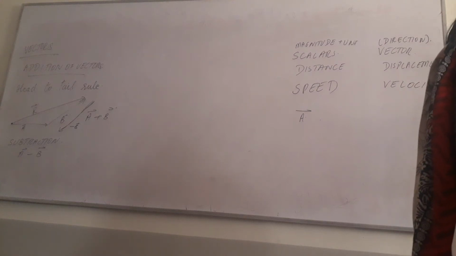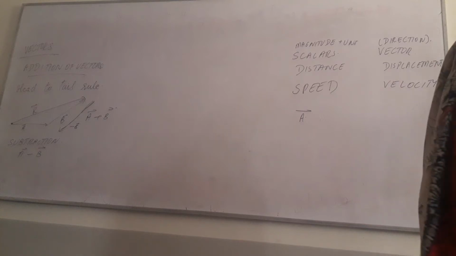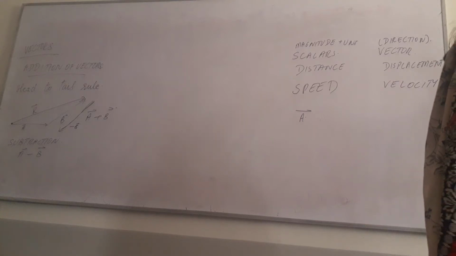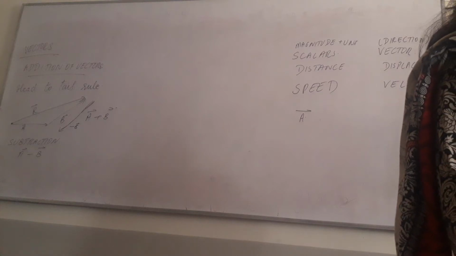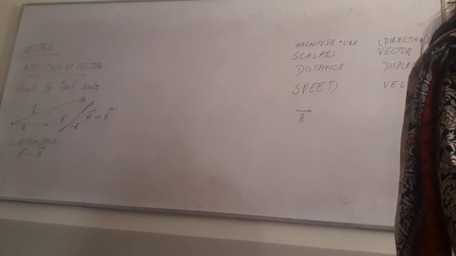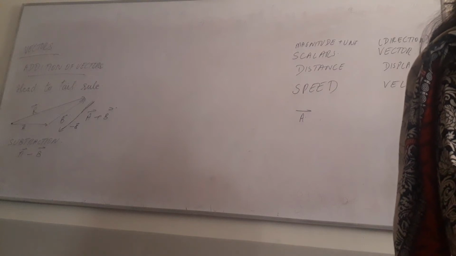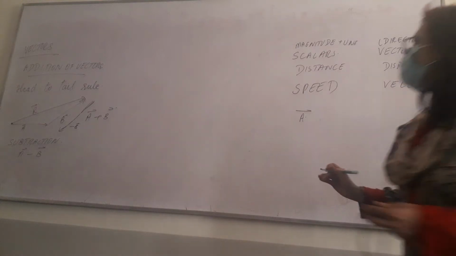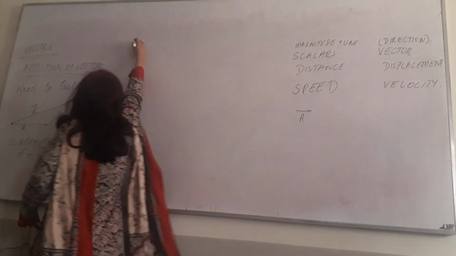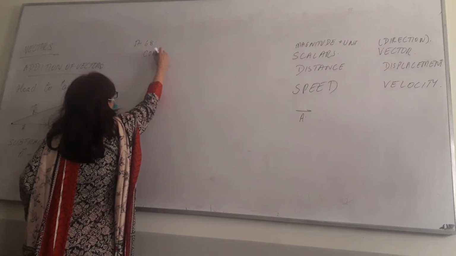Now, after this, we can talk about the components of a vector. So if you have the handout, please go to page number 68. On page number 68, we have this topic, which is components of a vector.